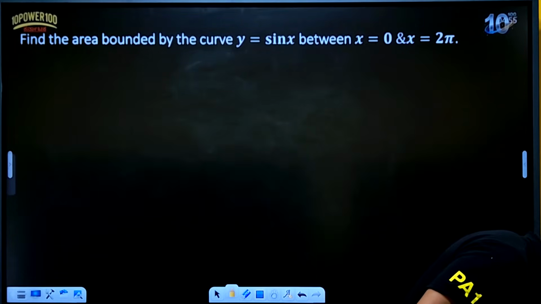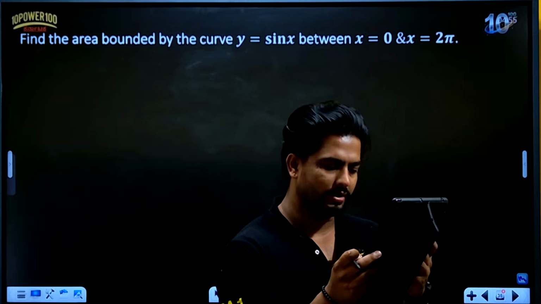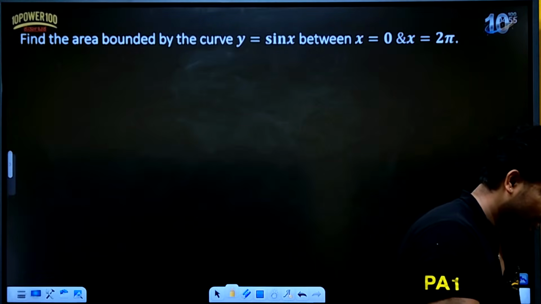Pi a square, yes, Varun. So pi a square units, correct? Yes, good one.